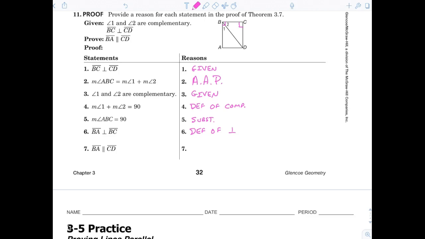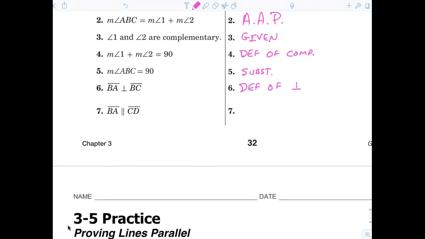Now, why is BA parallel to CD? Grace, why are they parallel? Let her answer real quick. Why is BA parallel to CD? Same. Yes. All right, perfect.